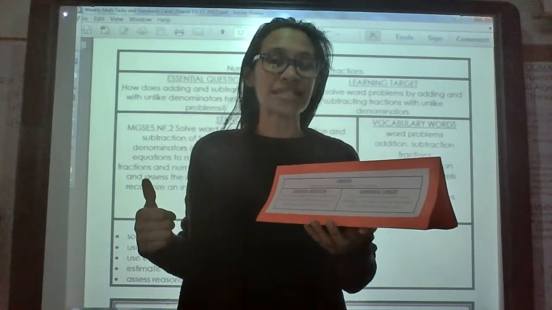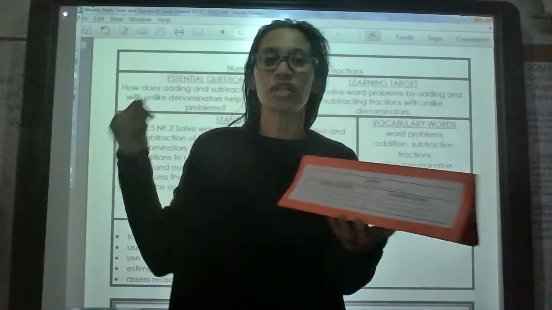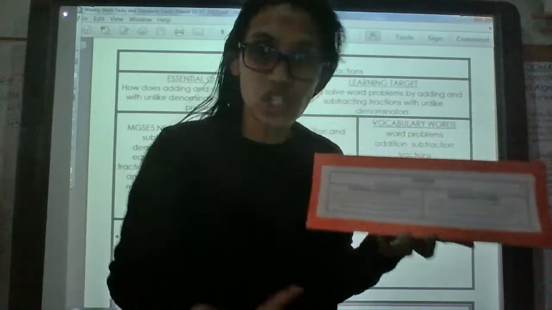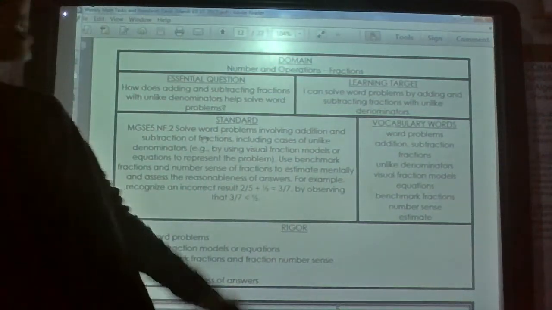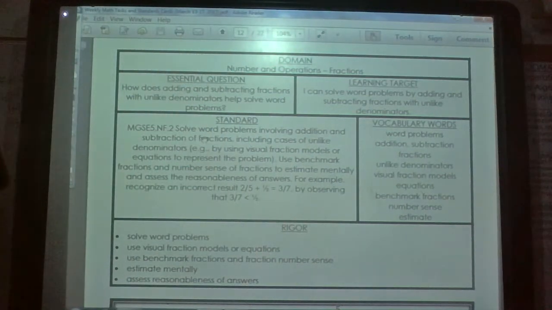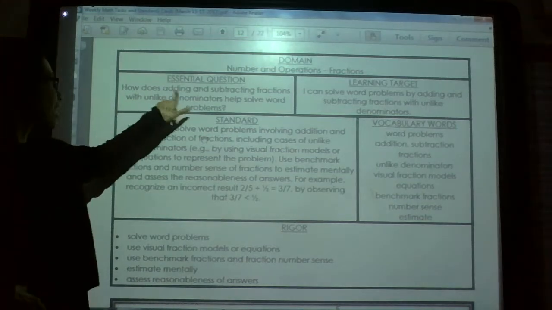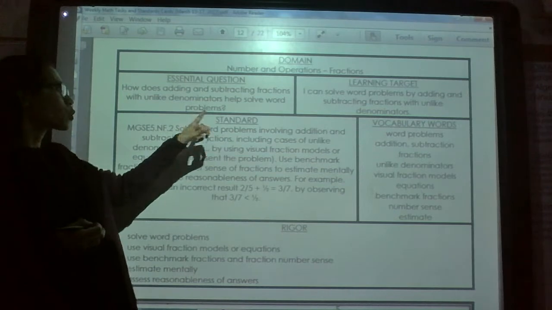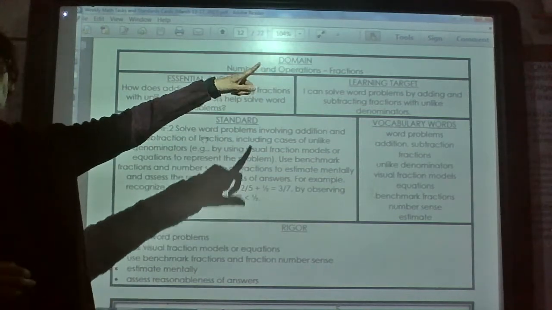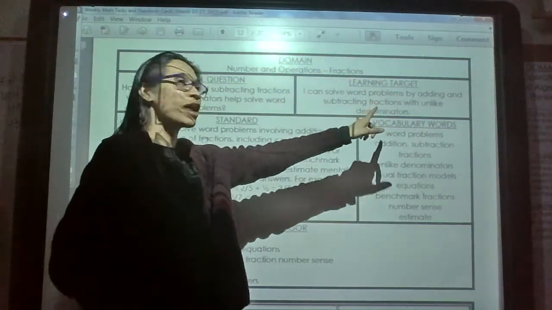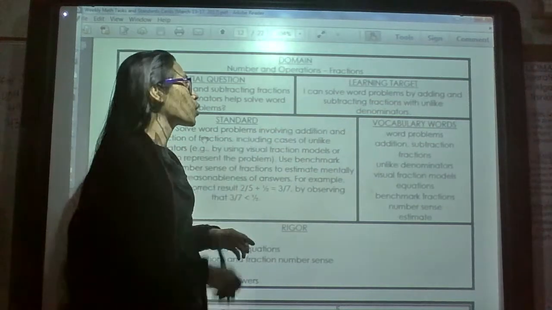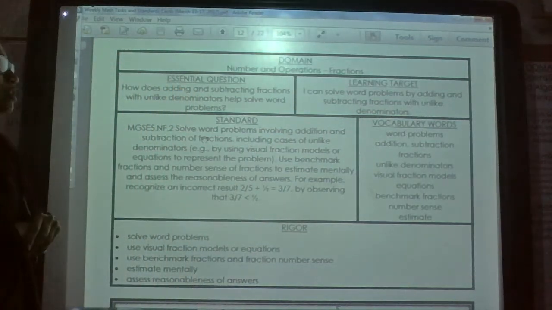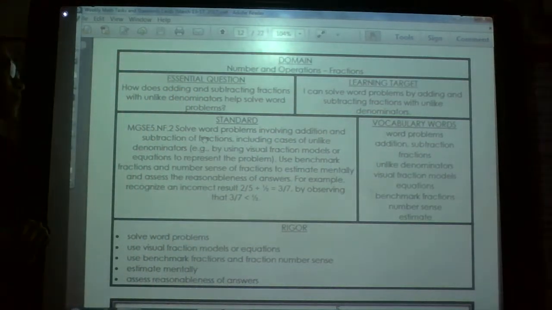Let's go ahead and read that standard. Read it with me. You can either read it off the board, read it off the triangular prism, or read it off that task card. It says the domain is number and operations fractions. The essential question is, how does adding and subtracting fractions with unlike denominators help solve word problems? Our learning target, make sure you write that down in your math journal, is I can solve word problems by adding and subtracting fractions with unlike denominators.